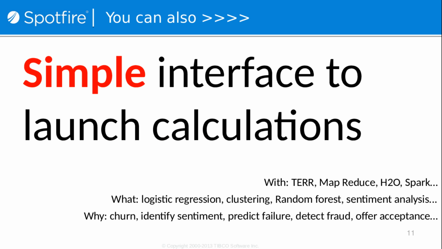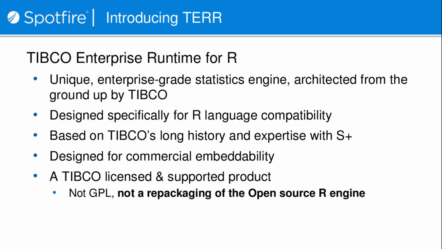The other thing that I promised you was that we could have with Spotfire a simple interface for launching mathematical calculations. And that can be with TERR or MapReduce or H2O as Spark. And that can be using a number of different models, from logistic regression and clustering, random forest, sentiment analysis, or any other mathematics you want to implement. And it can be made to answer a number of different use cases, from churn to identifying sentiment, etc. I have spoken how we can launch all these mathematical calculations, and of course, we're in an R conference, so they can be done in R using our scripting language.